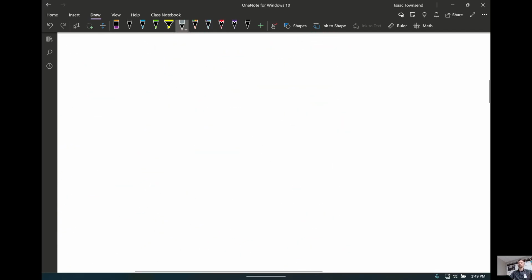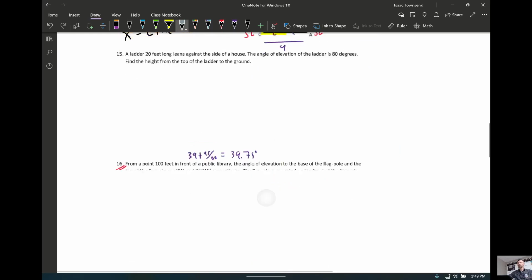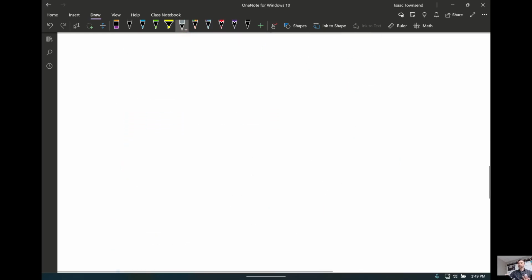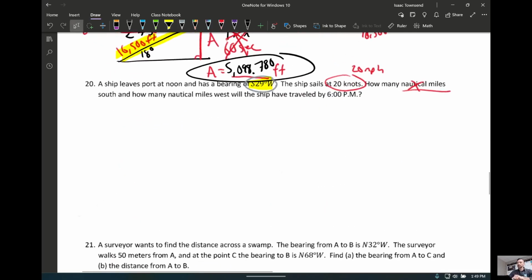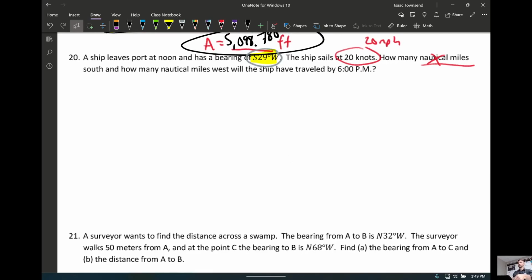You've got to be able to read those bearings. That's the only 100% new thing in this section. So if you need to look back at your front page to help you make that picture, then please do. And then go ahead and try to finish the rest of 20.